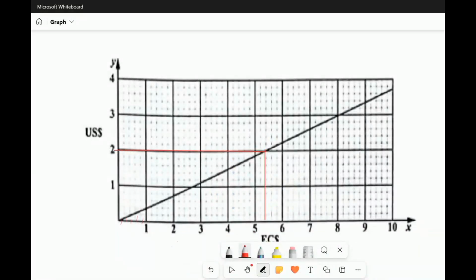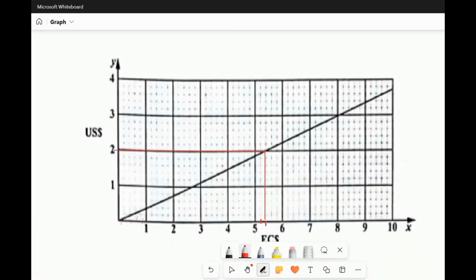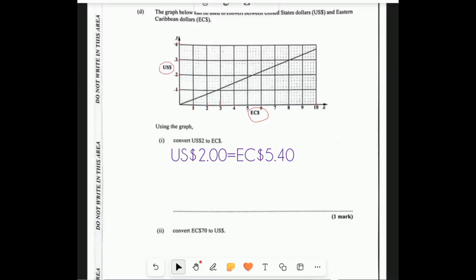Okay, so right here, this box is 0.2, so it's going to be 5.2. And where the line meets the x-axis is at 0.4. So this is going to be 5.4. Therefore, we can say that US $2 is equal to EC $5.40.